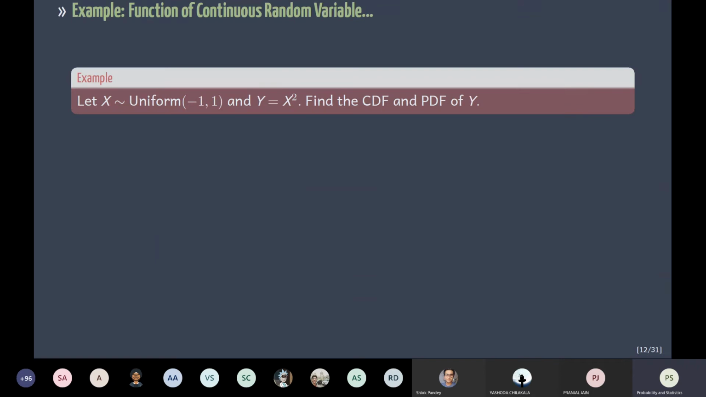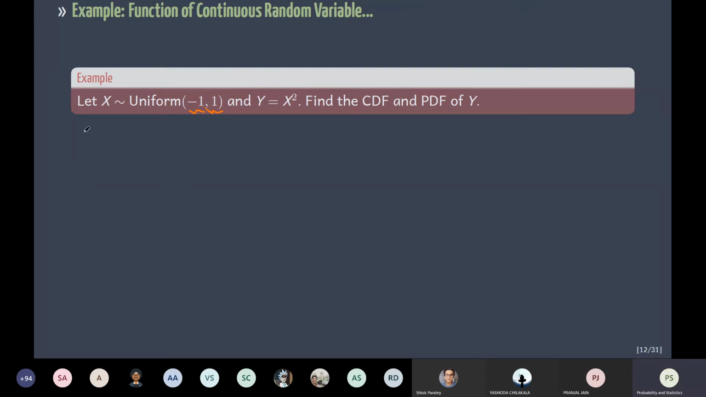Okay, so we can think of some example like this. Let us say that x is uniform between minus 1 and 1. Remember, the range has changed here now. And y is x squared. Then find the CDF and PDF of y.